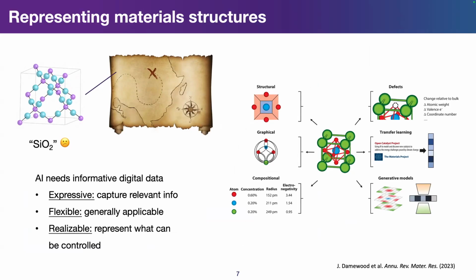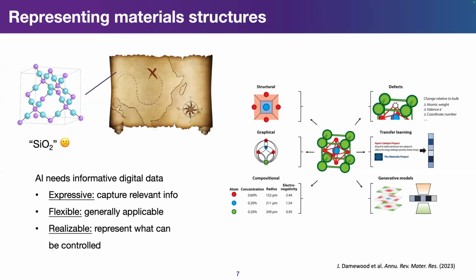If we just call it SiO2 and input this to the AI, it's likely that the AI won't learn much because this doesn't say what the structure looks like or what Si and O mean respectively. To train good AI models, we need machine-readable data that are informative, captures the relevant information, and ideally, we also want it to be generally applicable to a wide range of materials.